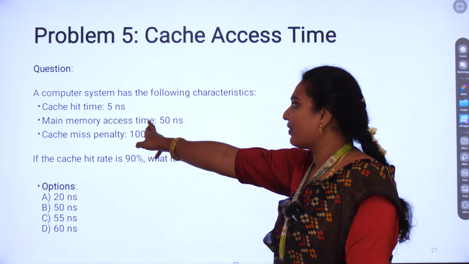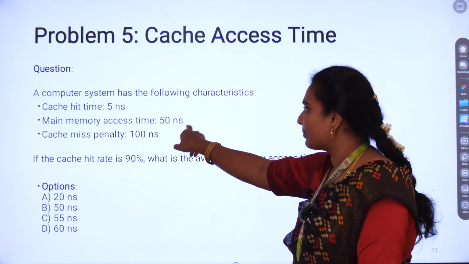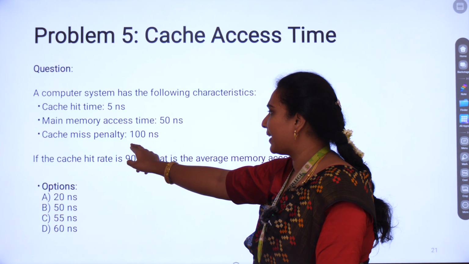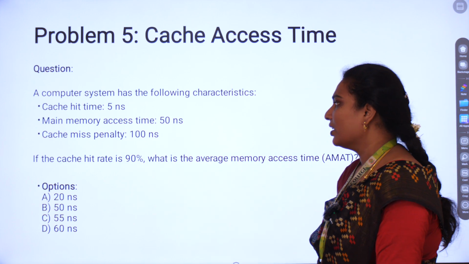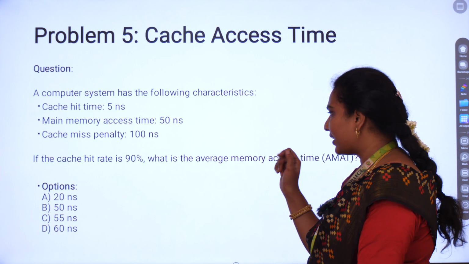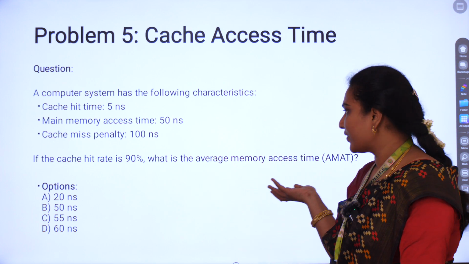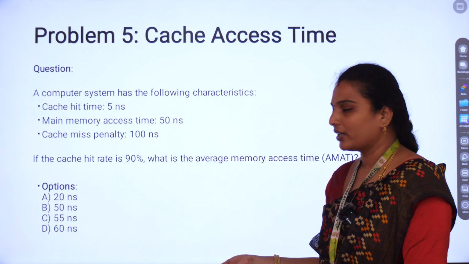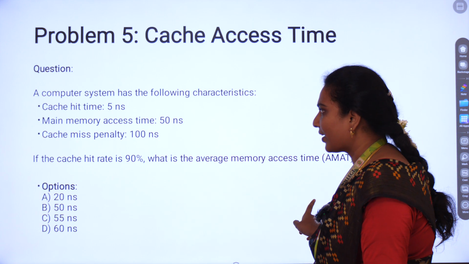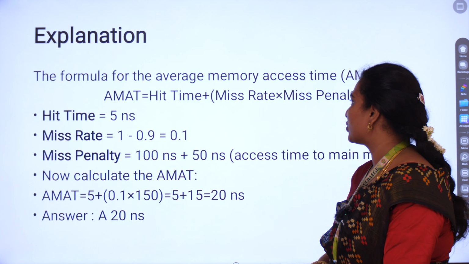Cache hit time is 5 nanoseconds. Main memory access time is 50 nanoseconds. Cache miss penalty is 100 nanoseconds. If the cache hit rate is 90%, what is the average memory access time? We have to find that out. These are the options that have been listed. Let us see the explanation.